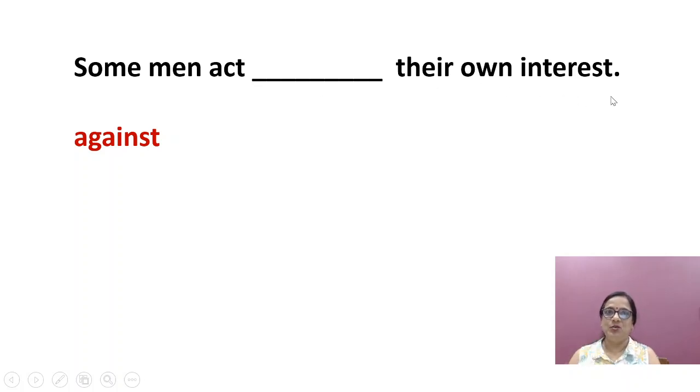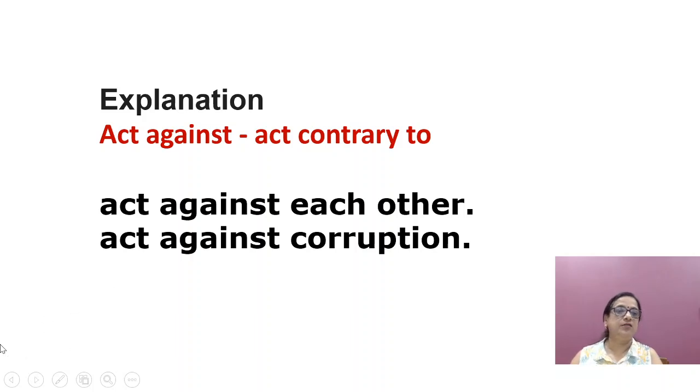It means some men do some actions which are not conducive to their interest. They do such actions or such work which would be very good for others. Explanation: act against means act contrary to, just act opposite to. Examples: act against each other, act against corruption.